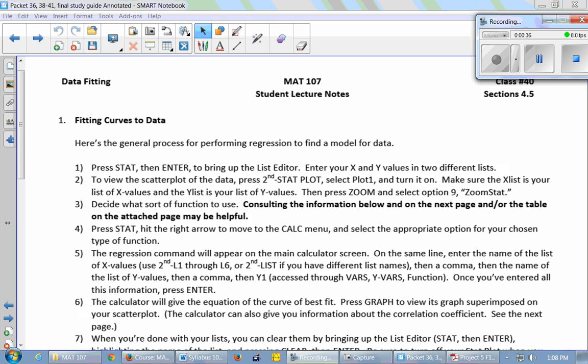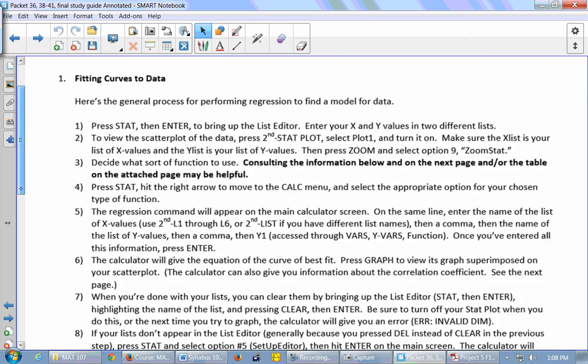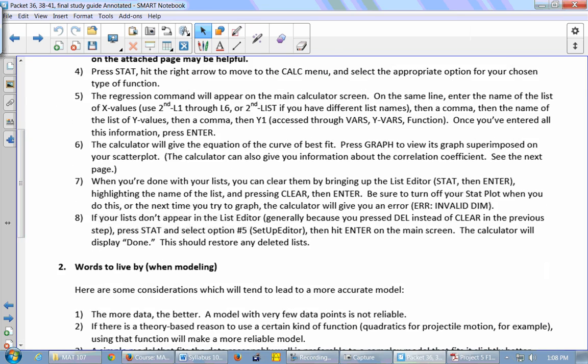So this is just the general process for using your TI to do regression. We've done it several times, but it's just rewritten here in case you need to refer to it during class.